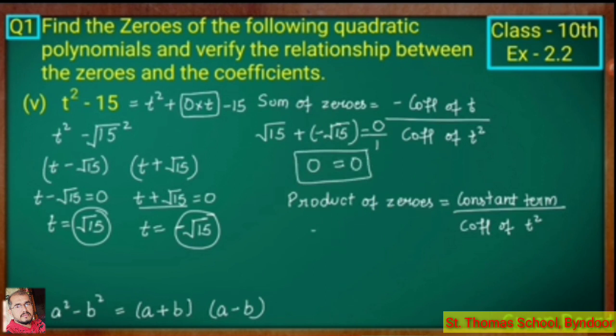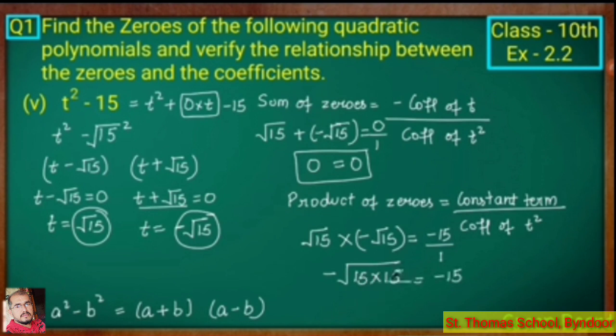Now the product of the zeros is constant term divided by coefficient of t square. Root 15 into minus root 15 equals, which is the constant term? Constant term is minus 15, divided by coefficient of t square, which is 1. So root 15 into root 15, plus into minus is minus, root of 15 into 15 equals minus 15. We can also write this as minus root 15 square, otherwise we can remove the square root. Equals minus 15. So minus 15 equals minus 15, both the sides are equal.